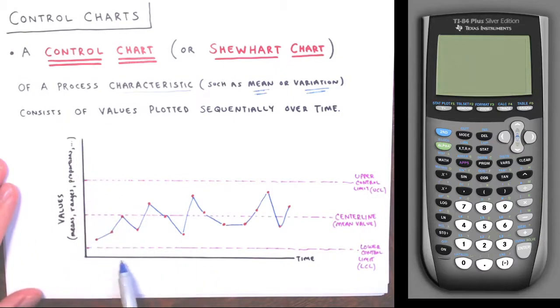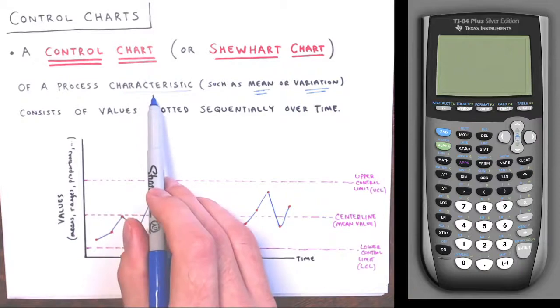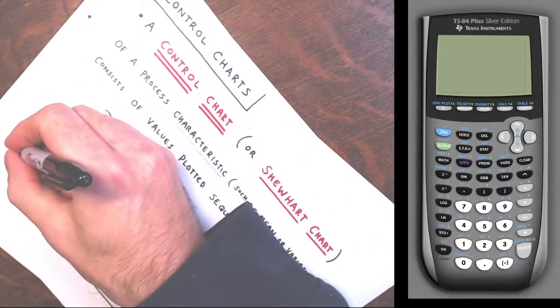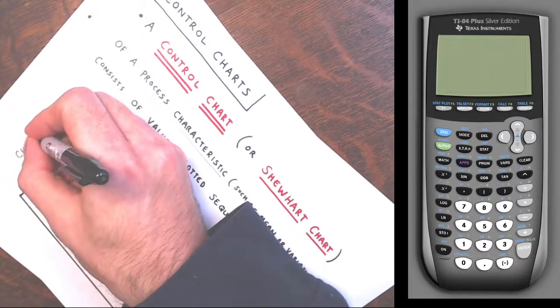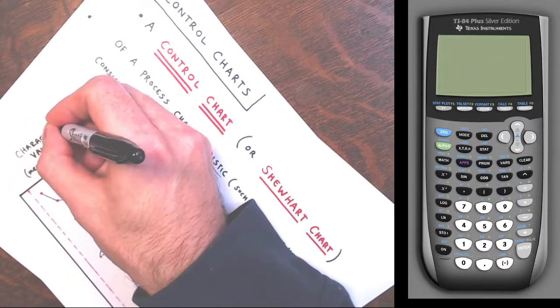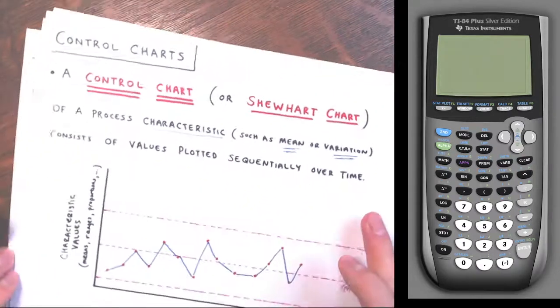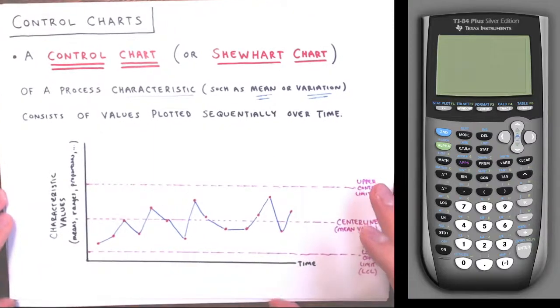So you have vertical axis, horizontal axis. Again, the horizontal axis will represent time in so many units, 1 day, 2 days, 3 days, 1 hour, 2 hours, 3 hours, seconds, minutes, whatever. And the vertical axis represents these values of the characteristic. I should actually say possible characteristic values: means, ranges, proportions, whatever we're recording about these groups of data we're gathering.